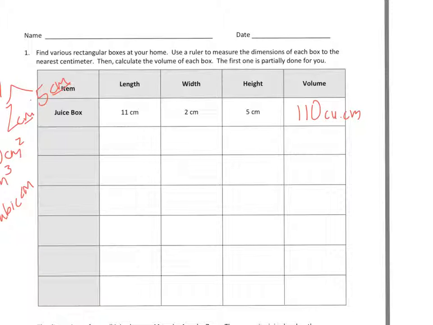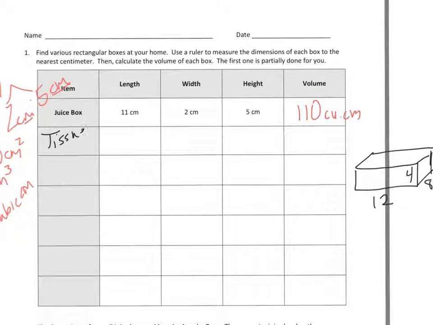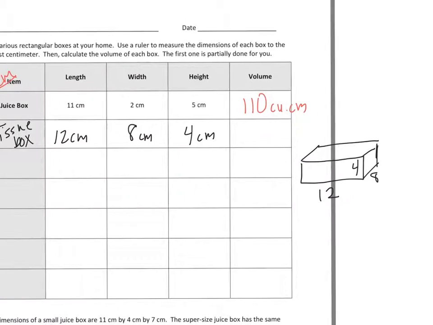So the one that I actually measured, and I'll draw it off to the side, and you've got a bunch more that you're going to do, was a tissue box. I'm going to do my best to try to draw this. And it had a length of 12, a width of 8, and a height of 4. So kind of an odd-shaped tissue box, which is why I picked it. So my length was 12 centimeters, my width was 8 centimeters, and my height was 4 centimeters.